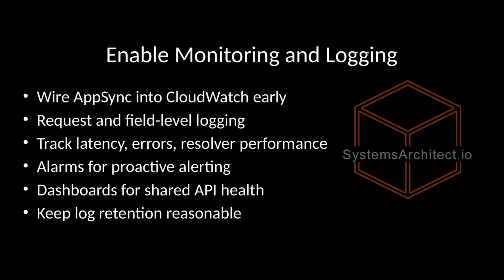9. Enable monitoring and logging. You cannot improve what you cannot see, so wire AppSync into Amazon CloudWatch from day one. Turn on request and field level logging to capture how queries flow through your resolvers and where time is spent. Track key metrics like latency, error rates, and per resolver performance to spot problems early. Set alarms so you are paged the moment errors or latency cross a threshold, rather than hearing it from users.